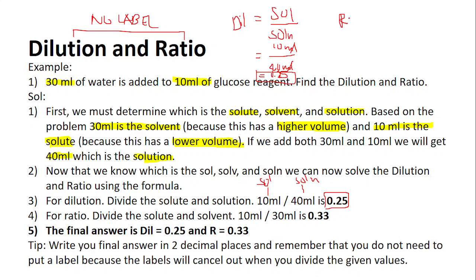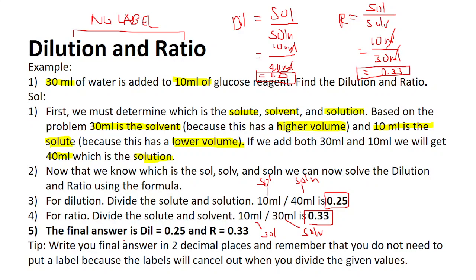Okay, for ratio naman, solute divided by solvent. So, 10 ml divided by 30 ml. Your final answer is 0.33. That is your final answer for ratio. The ml is cancelled, so it has no label. So, for ratio, divide the solute and solvent: 10 is your solute and 30 is your solvent. Your final answer is 0.33.